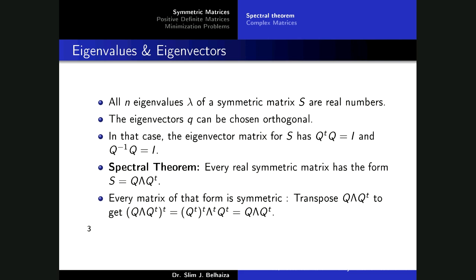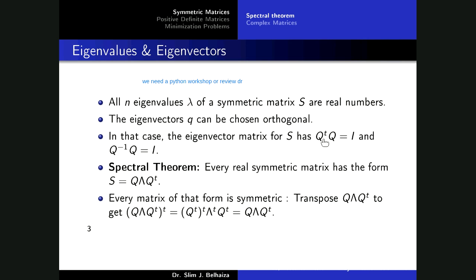We said that all eigenvalues lambda of a symmetric matrix are supposed to be real numbers. And the eigenvectors Q can be chosen to be orthogonal. If in your computation you are not able to get orthogonal eigenvectors, you still can, just by doing some simple tricks, among them what we call the Gram-Schmidt method. In that case, the eigenvectors of S, we can put them in a matrix we call Q.